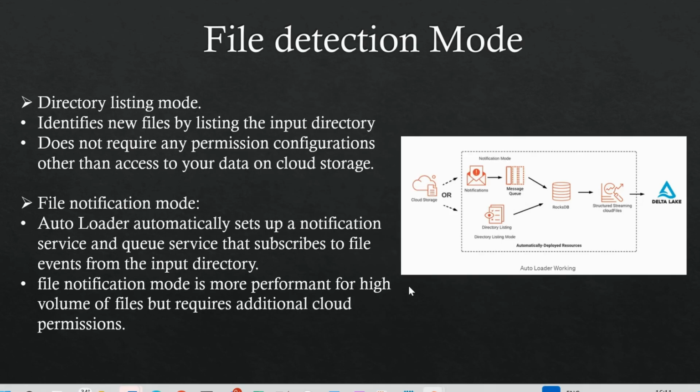So in this diagram on the right side, it has shown the two ways. The first is the notification method, which goes to the message queue and stores the metadata in RocksDB with the help of structured streaming of the cloud files that Databricks provides. It saves the data into Delta Lake. Similarly, in the directory listing, it lists all the directory files and then saves the metadata into RocksDB. After that, it does the structured streaming and saves it into the Delta Lake.